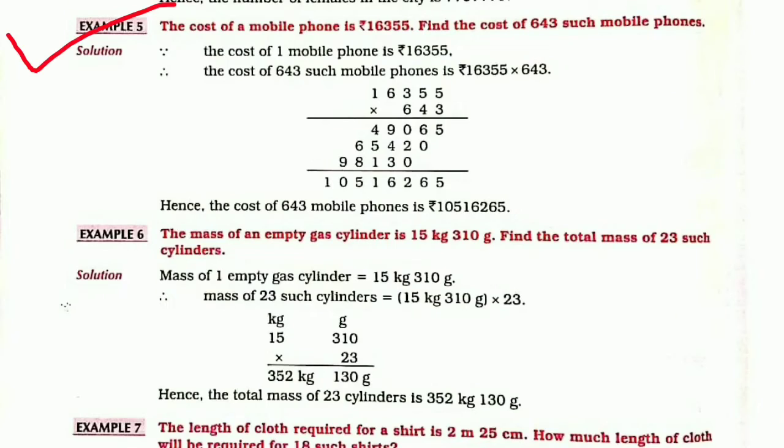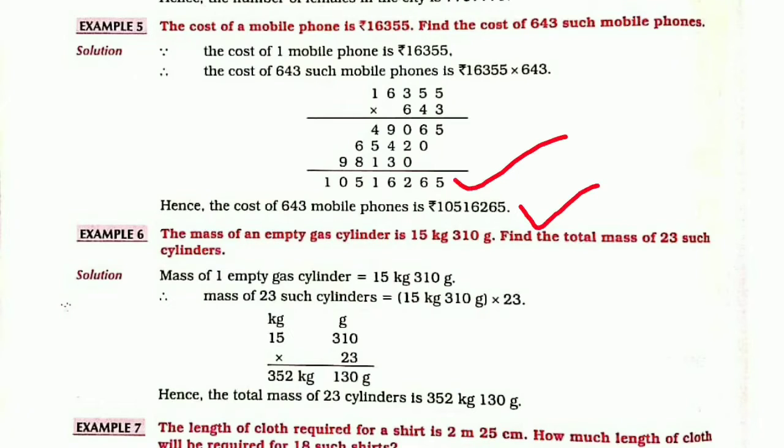Example number 5. The cost of mobile phone is 16,355. Find the cost of 643 such mobile phones. So cost of one mobile phone is given and he is asking the cost of more mobile phones. So for this we multiply the cost of one mobile phone with the number of mobiles. So simple multiplication we will do here and then the required answer we will get.